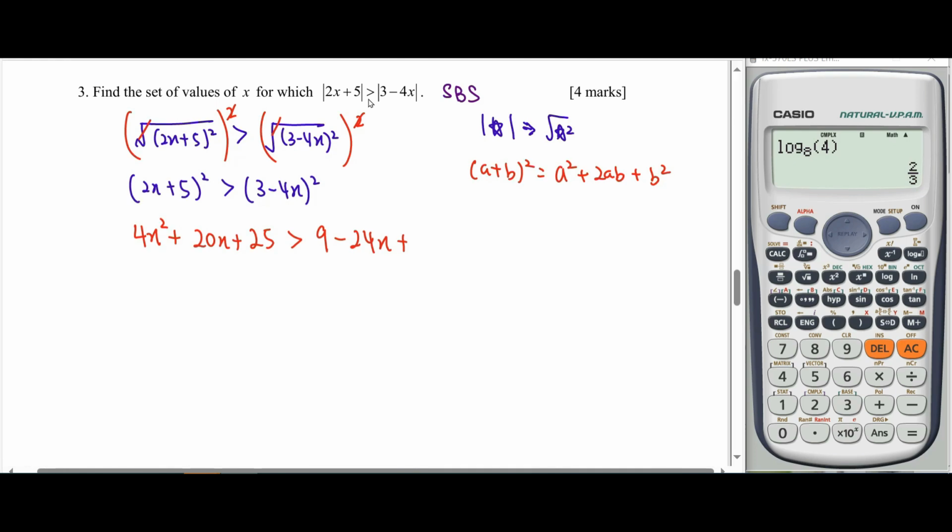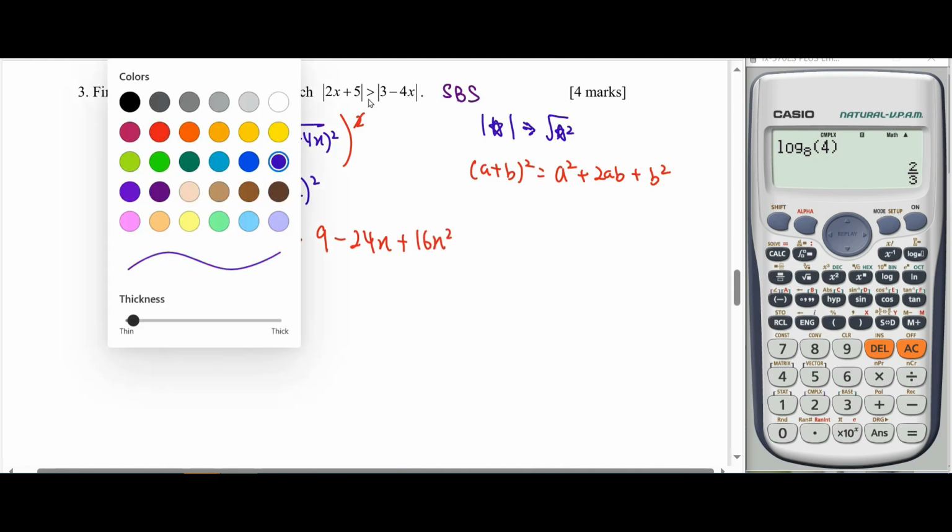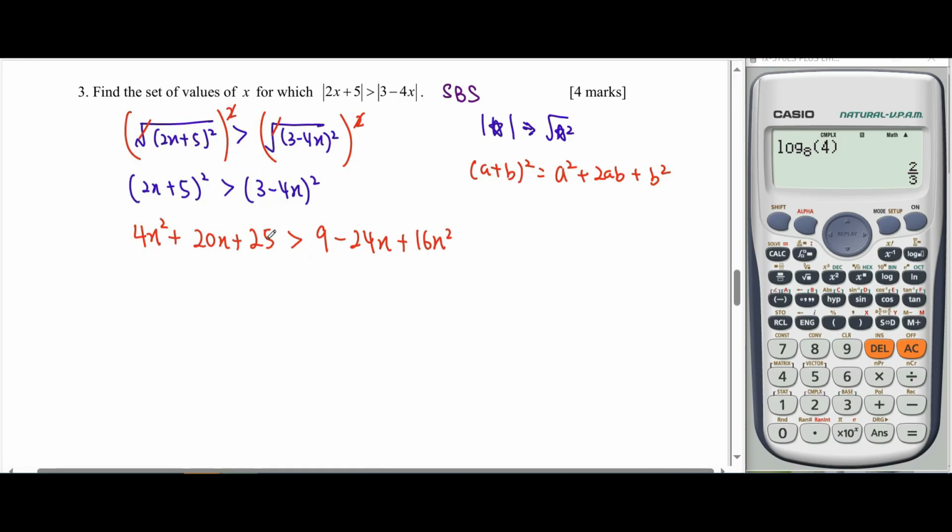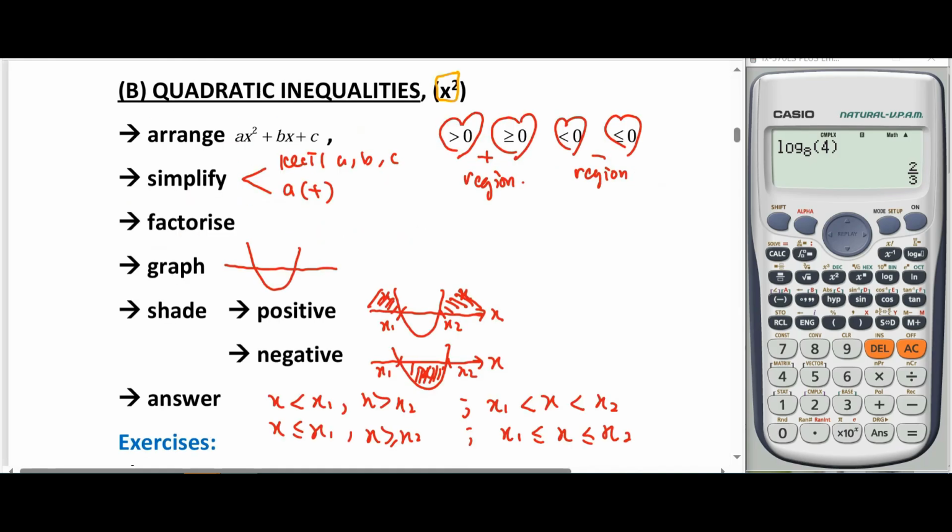So 4 squared, we get 16x squared. So now we will have our quadratic inequalities. So how do we do our quadratic inequalities? Let us revise. For quadratic inequalities, rearrange all the terms to the left hand side. Let your right hand side be greater than 0 or less than 0.